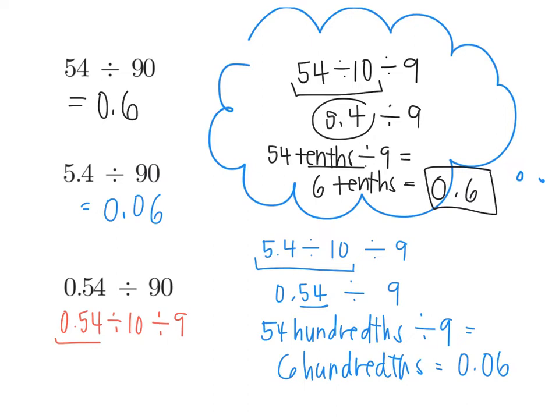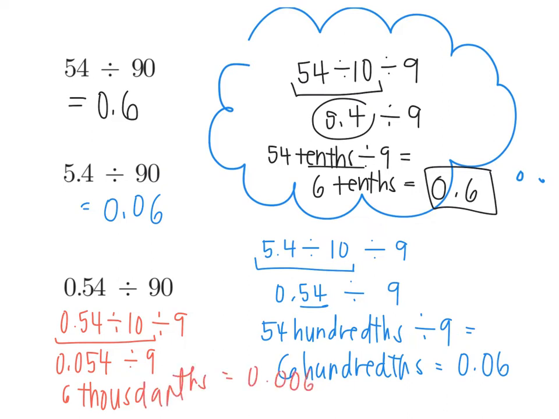Okay, well, if I take care of this part first, all these digits would shift, right? So the 5, instead of being in the tenths place, would then be in the hundredths place. And the 4, instead of being in the hundredths place, would be in the thousandths place, divided by 9. Well, that's the same as 54 thousandths divided by 9, which is going to equal 6 thousandths, right? Which is equal to 0.006. I'm running out of room, but you get the point.